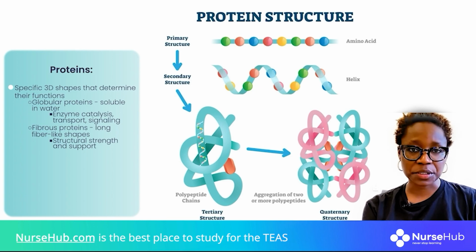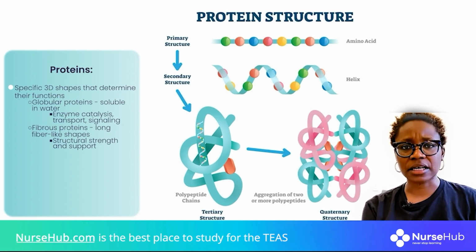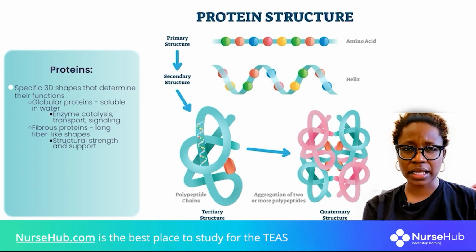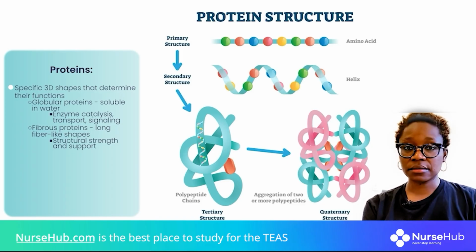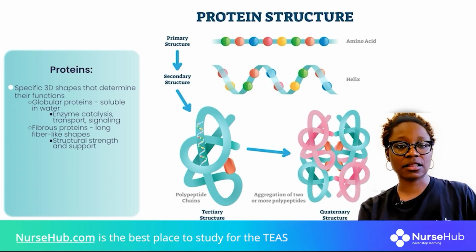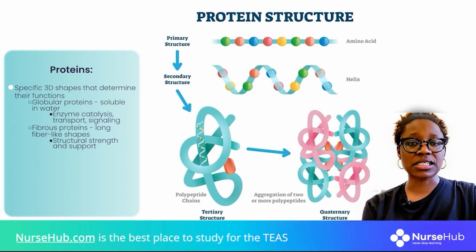The next is fibrous proteins. Fibrous proteins have a long fiber-like shape, like their name would suggest. They are often involved in providing structural support through strength. Again, fibers, right? Thinking about fibers. Collagen, found in connective tissue like skin and tendons, is a fibrous protein. That's an example that helps maintain the structural integrity of these tissues.